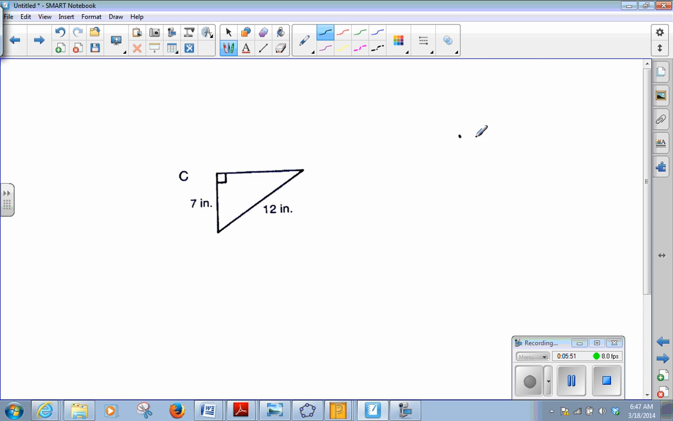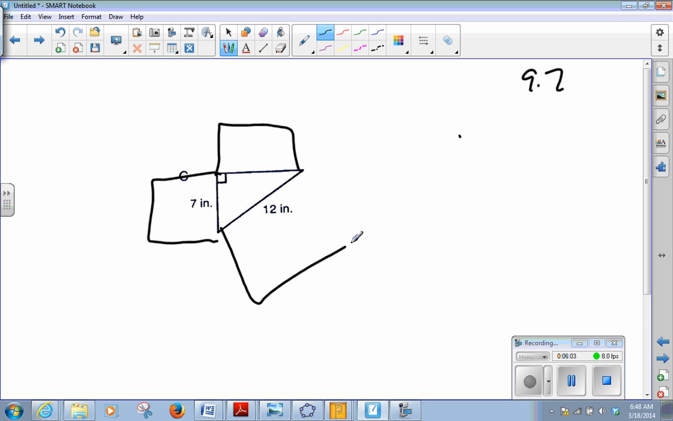C, if you got 9.7, you're correct. If you got that, you can just move on. I'm going to go ahead and work it. This time, just like the first example, now we're missing a leg, and our hypotenuse was given to us. So I'm going to call this one A for no particular reason, just because A squared is 49, B squared is what we're missing right now, and then C squared equals 144.